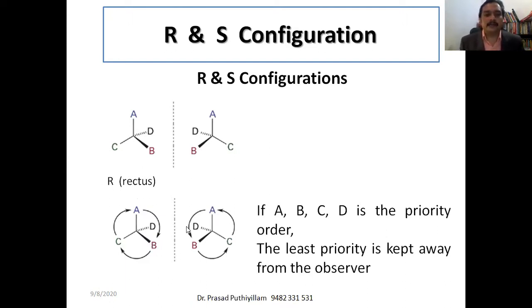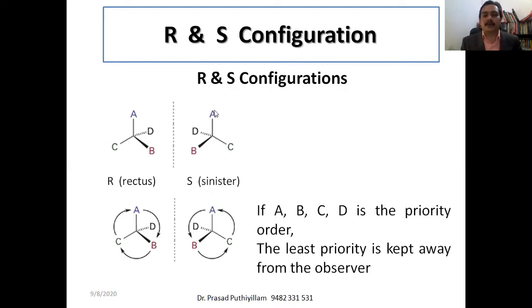Whereas the second one, again A, B, C, D, the atoms are the same, and they are mirror images. Therefore, this is not the same molecule; it is a different molecule. So this is an enantiomer of the first molecule. Here the arrangement of A, B, C goes towards the left side, a counterclockwise rotation. Left side in Greek is sinister. Therefore, we call it the S configuration. So this is how we give the RS configuration.